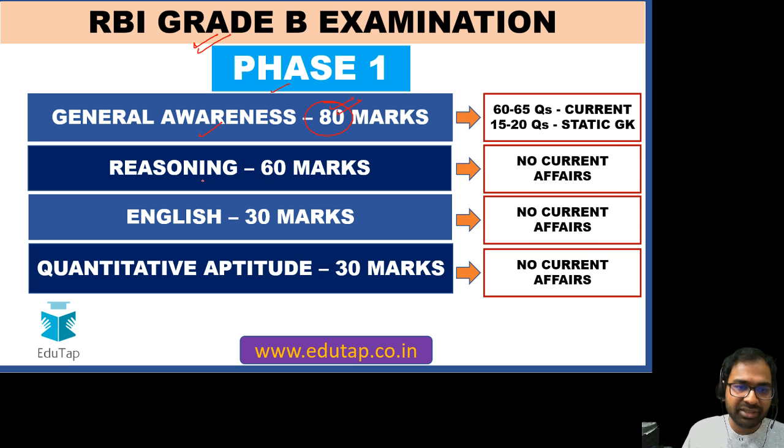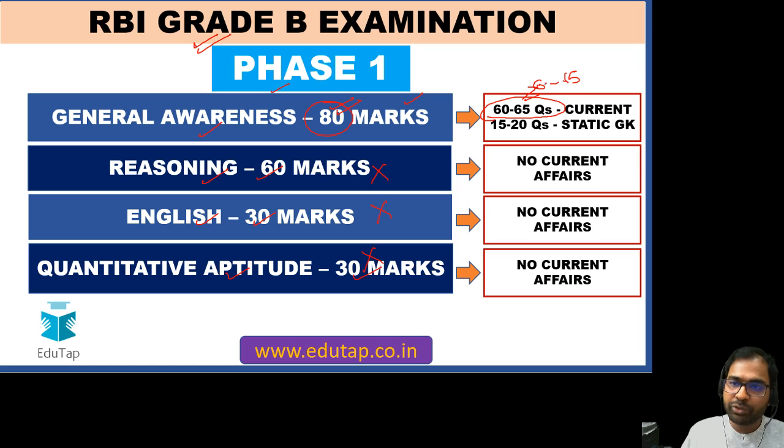Right. Second section is reasoning, 60 marks. Third is English, 30 marks, and fourth is quant, 30 marks. Now in these 3 sections of reasoning, English and quant, there is no current affairs, 0 marks of current affairs. But in the first section of GA, that is worth 80 marks, around 60 to 65 questions, which is equal to 60 to 65 marks also, because each question carries 1 mark.